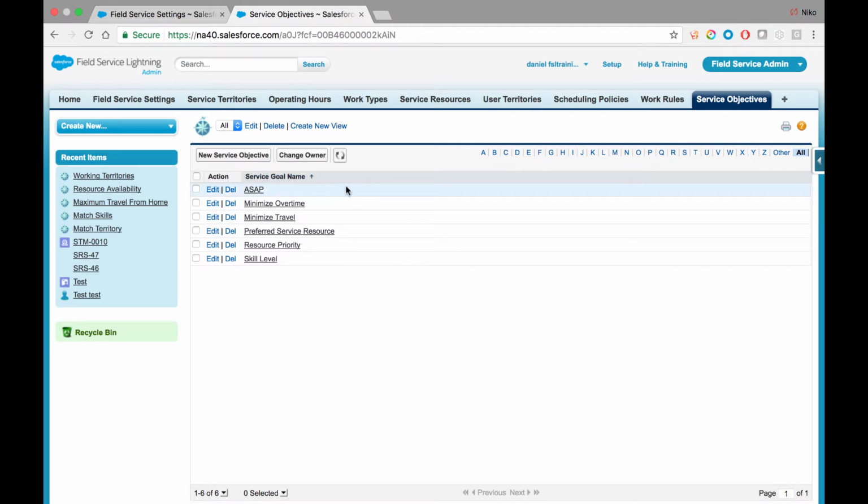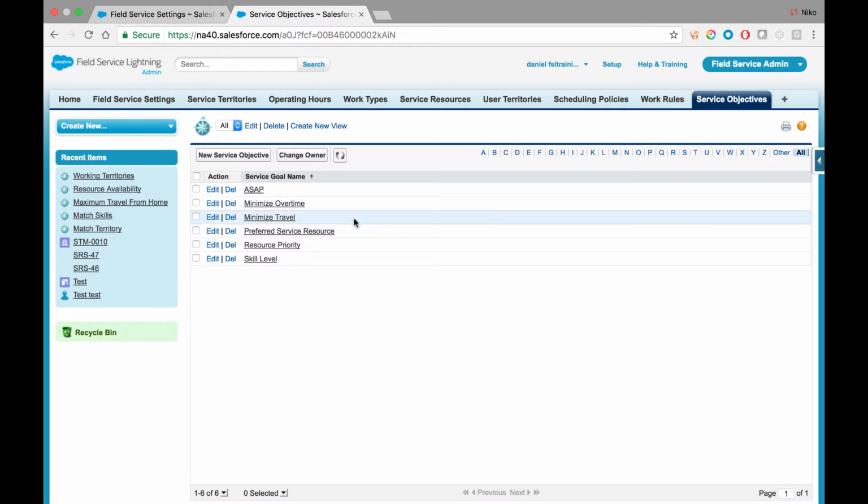The As Soon As Possible objective will assure that in a given time frame, the system will strive to schedule as early as possible within this time frame. This will be an important objective to include when providing prompt service is important.